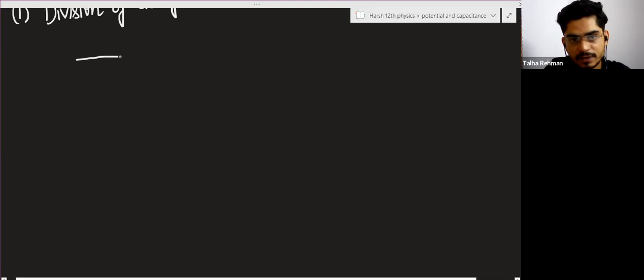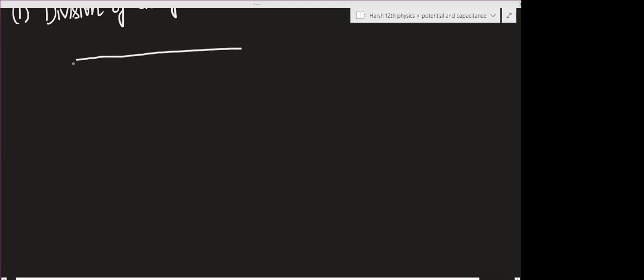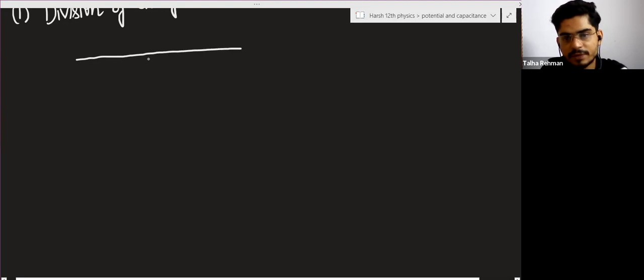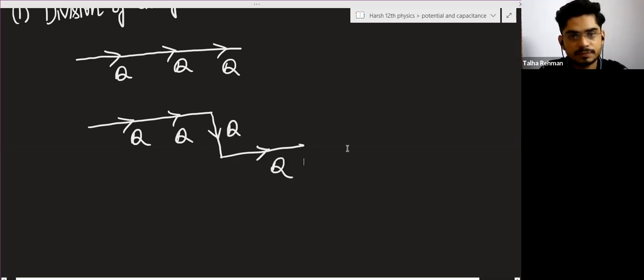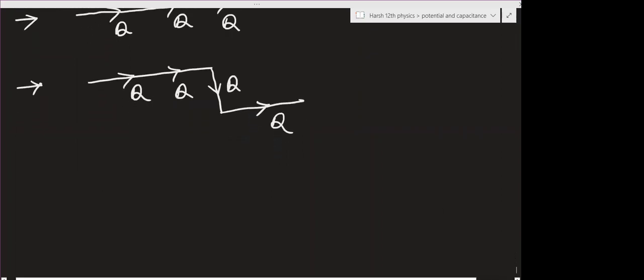So like this, we have the wire. Kirchhoff's junction rule: if the wire is same, if there is no change in wire, then charge will remain same, always. If the wire is like this, then also the charge will be same.